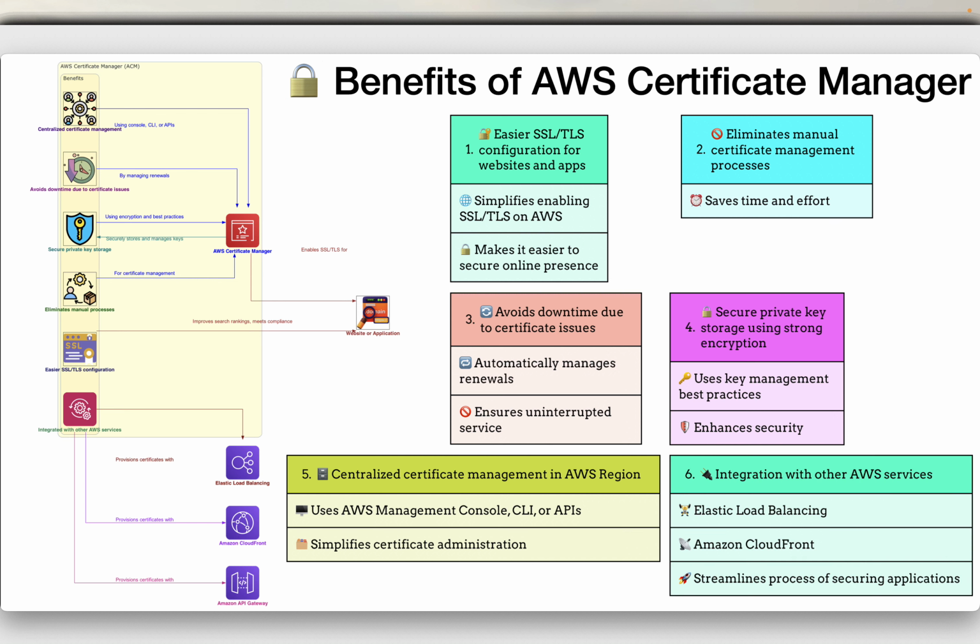ACM integrates with other AWS services, enabling you to request an SSL/TLS certificate and provision it with your Elastic Load Balancer or Amazon CloudFront distribution from the AWS Management Console, through AWS CLI commands or with API calls.